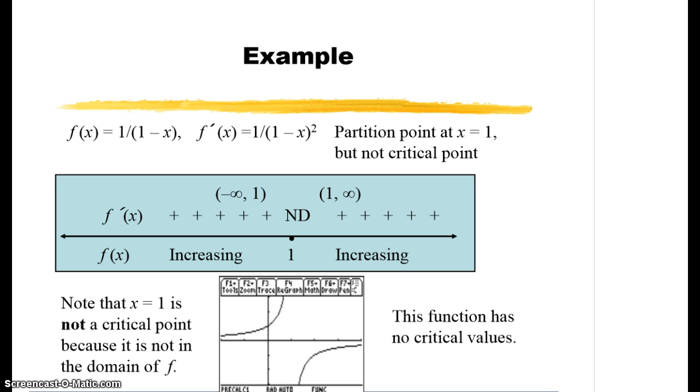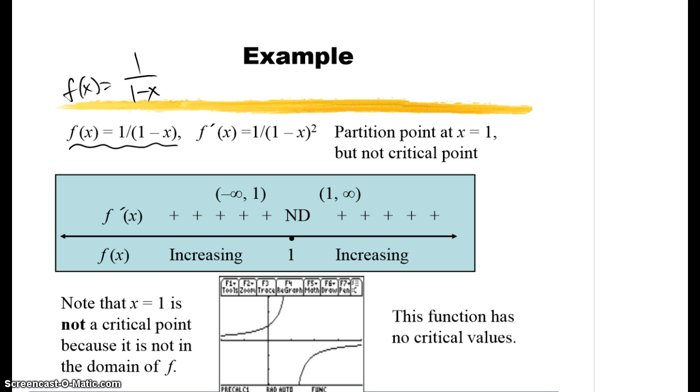This one is f of x equals 1 over 1 minus x, a rational function. All right? f of x equals 1 over 1 minus x. Convince yourself that the derivative of this expression is 1 over (1 minus x) squared. So once again, a partition point would be x equal to 1, right? We see that. But notice, x equal to 1 is not a critical point. Why? Because it is not in the domain of f.